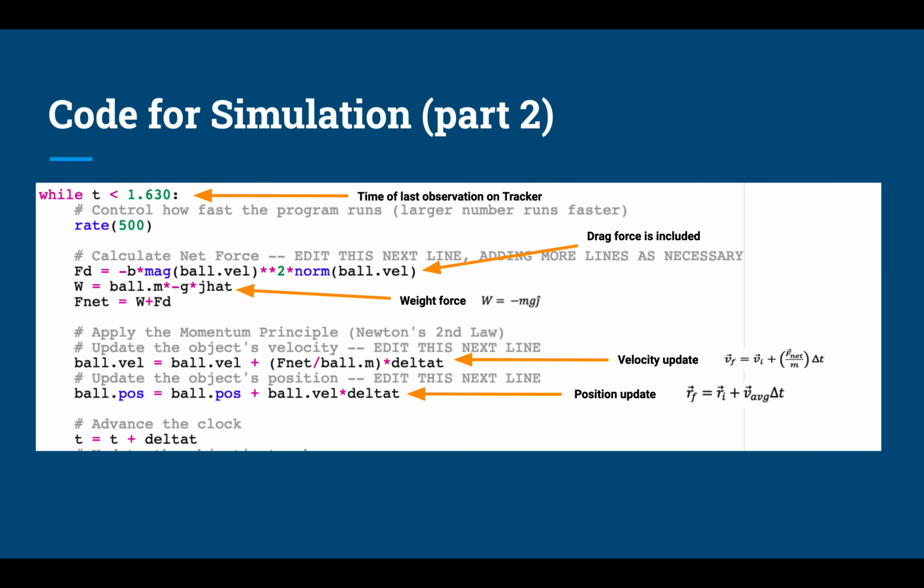So this is part two. Now this is set to run until the last observation on Tracker. And for this, drag force is included because the Slinky as a whole is now moving down, and also weight force. If we combine these, we get the net force. And again, velocity update and position update are both included.